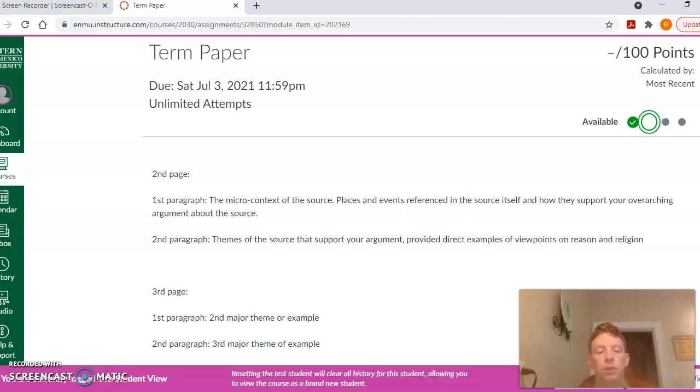So now we're part of the way, we're halfway down the second page. So it's very important that you identify what's going on in the source, some of the messages of the source, and then you connect that with what's going on in the historical narrative at the time.